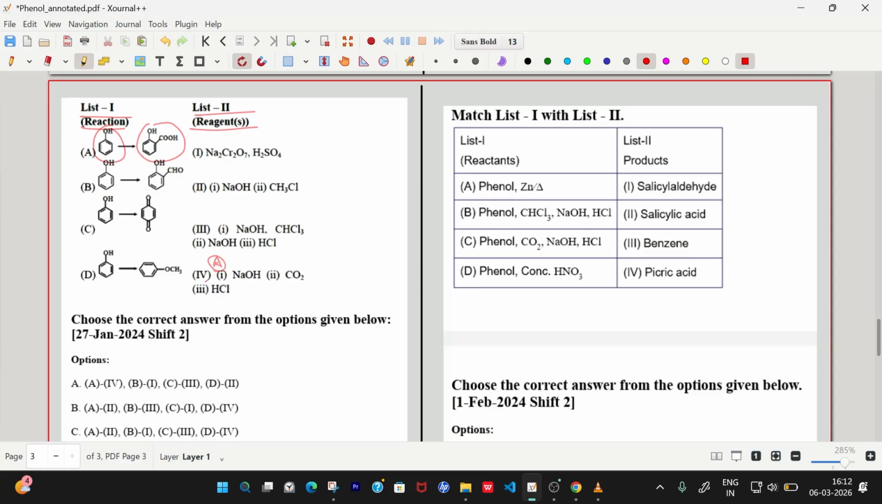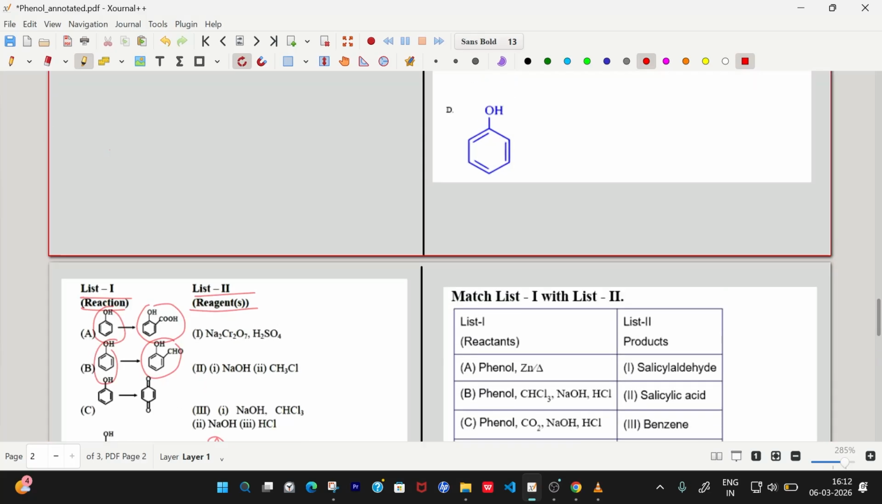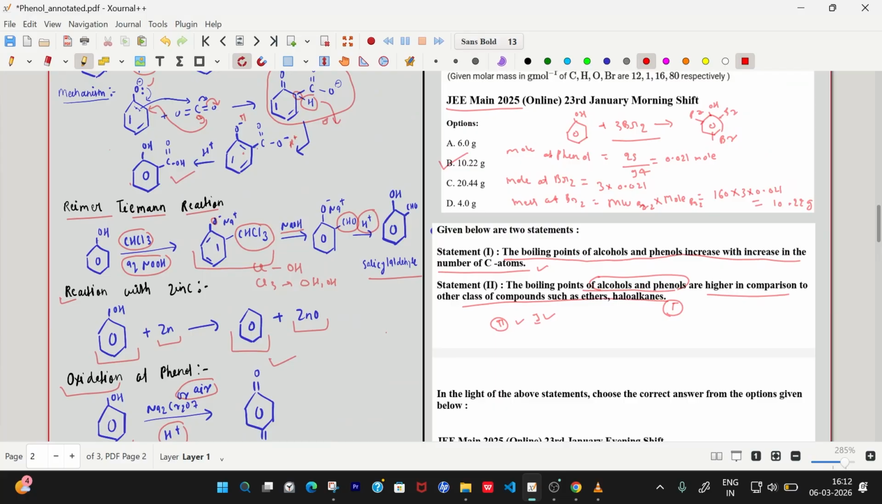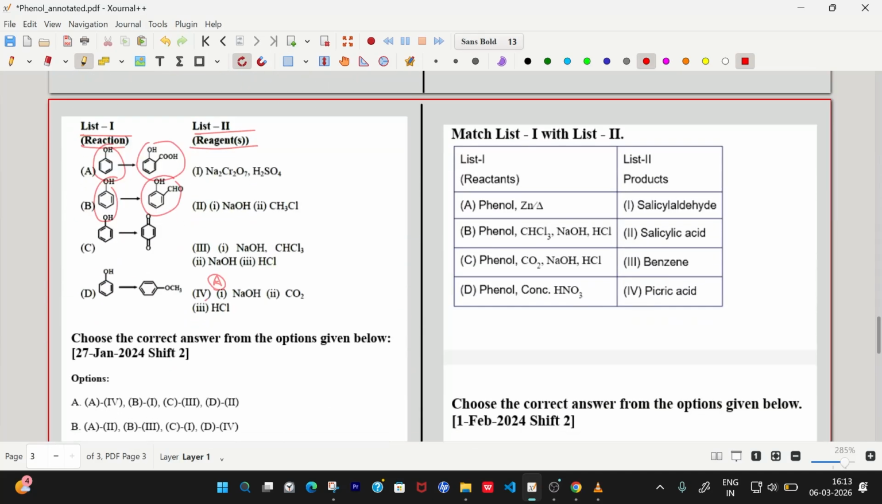So A will be fourth, and B is phenol converted into salicylaldehyde, which is the same Reimer-Tiemann reaction that we have already discussed here. And in this CHCl3, NaOH and H plus are also taken. So this is the reagent. And if you see here, this is NaOH, this is CHCl3 and this is HCl.